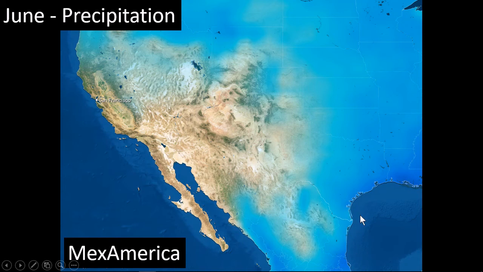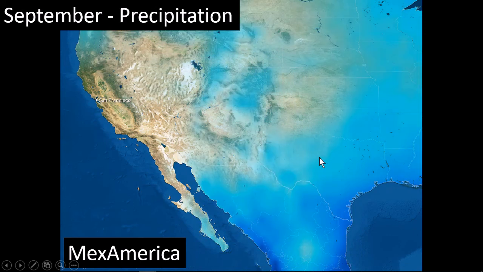Meanwhile, over here in the eastern part of MexAmerica along the Rio Grande, we do have an agriculturally productive area, and that's because it does get, as you can see here, a little bit of precipitation here in June. Further, we continue on to September, and we can see even more precipitation in this particular area, but once again, Mediterranean climate dominated by a high pressure.